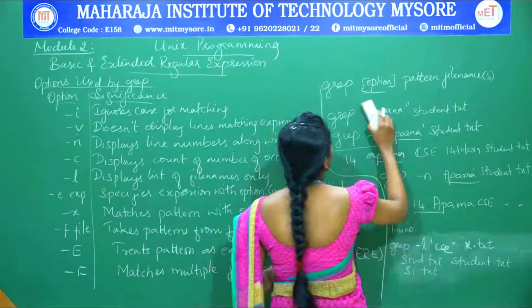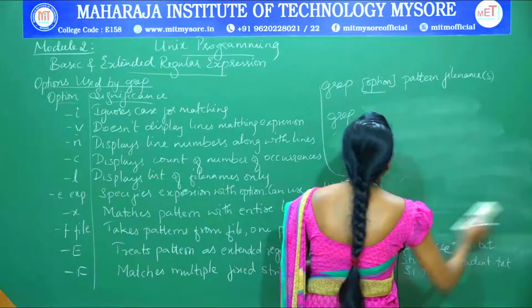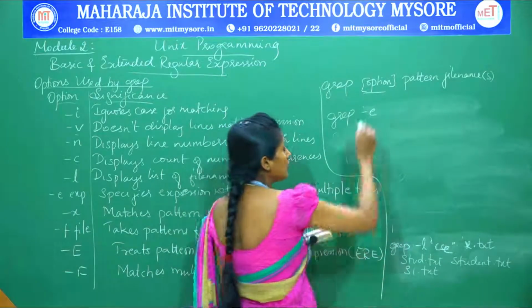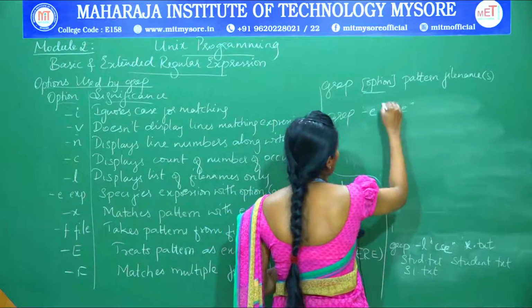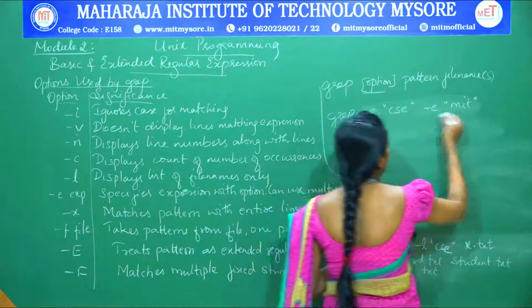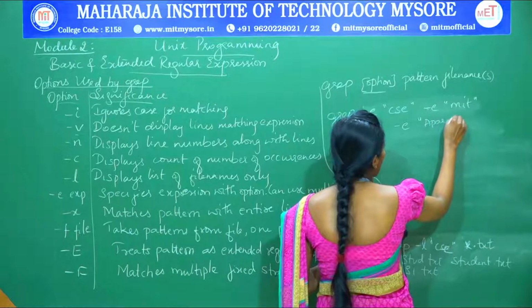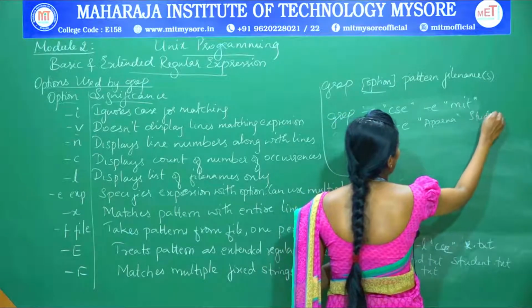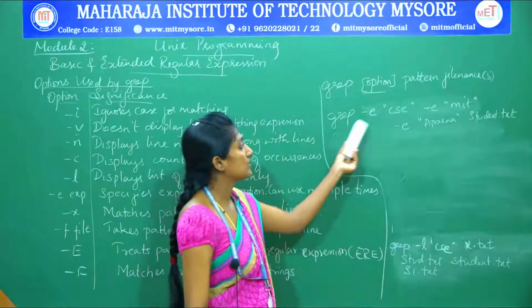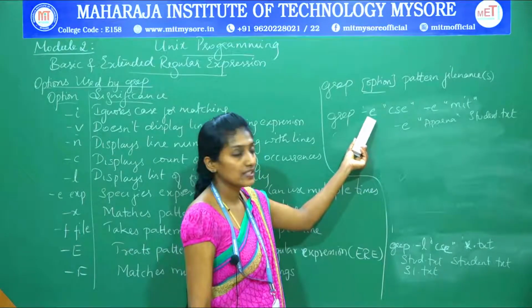Consider an example for option e. In the student.txt file, I have to choose the pattern CSE, and also the pattern MIT, and even the pattern name, from the file student.txt. So how do I do that? At that time I can use this multiple pattern matching like this by using the option e.